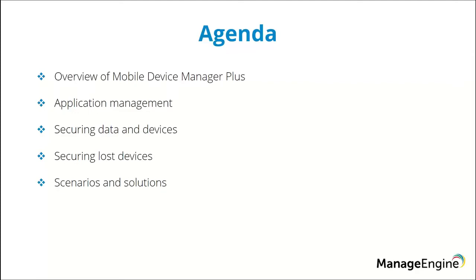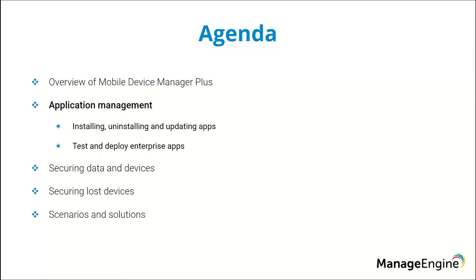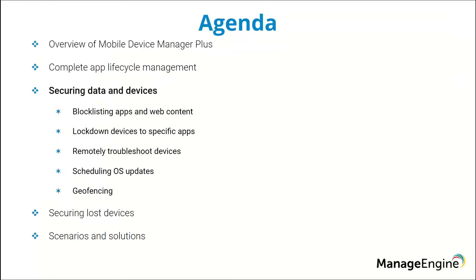And the next section will be Application Lifecycle Management, which is basically where we discuss the deployment, removal, and update of applications on the devices, along with the management of enterprise applications. The next section is securing data and devices, where we will be discussing the procedures to block or allow only certain applications or websites on the devices, management of device OS updates, and making sure that the device is not active outside a specific geographical location.